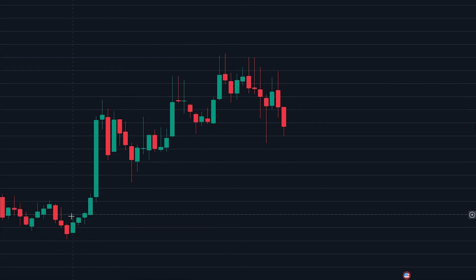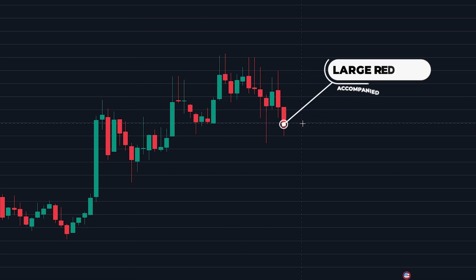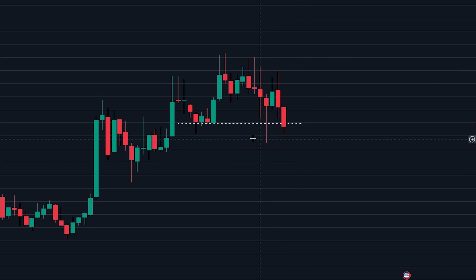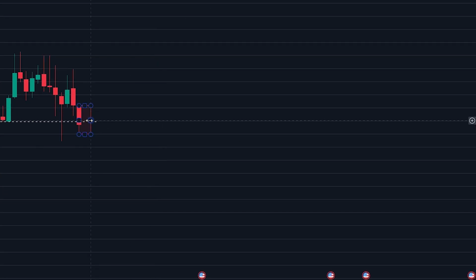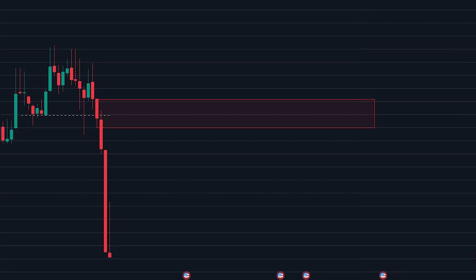We can see that the uptrend was broken by a large red candlestick with very short wicks. This also indicates that there is a supply zone at that price level. So let's draw a box around the high and low of the candlestick and extend it into the future to visualize the supply zone. Now let's wait for the price to reach the supply zone.